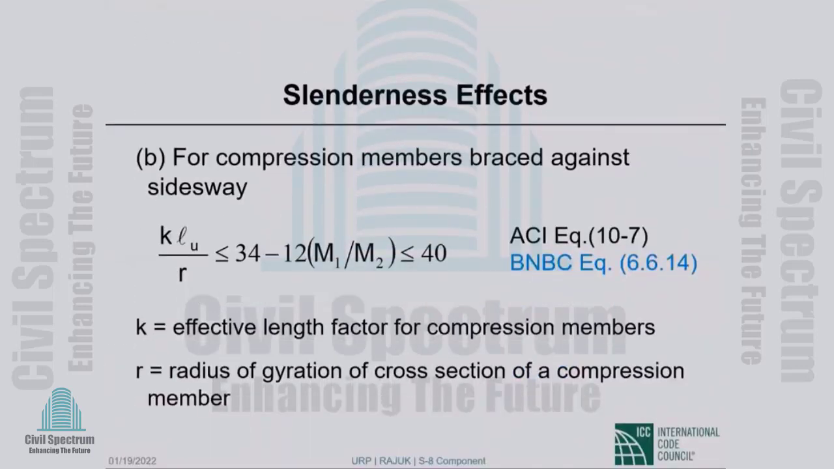If it is a compression member braced against side sway, a non-sway column, then the limit is 34 minus 12 times M sub 1 over M sub 2, and this entire thing, 34 minus that, cannot be any larger than 40. How can this expression give you something larger than 40? Because this ratio is quite often negative. So we will get numbers more than 34. Okay.